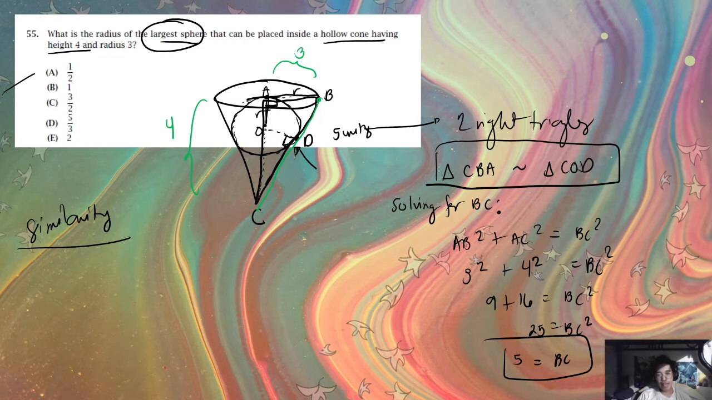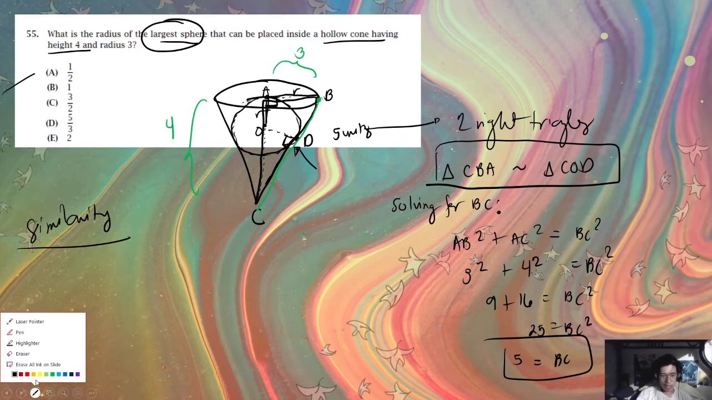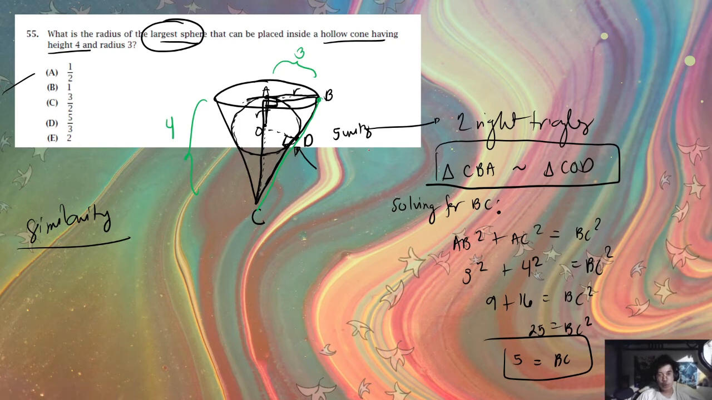Now, if we have here two similar right triangles, we can say that if this is R and this is OC, then the measurement of OC would be 4 minus R, right? Because we already have the value of R there. And we have BC is equal to 5. So 4 minus R and 5 are both hypotenuses of our two right triangles, CBA and COD respectively.